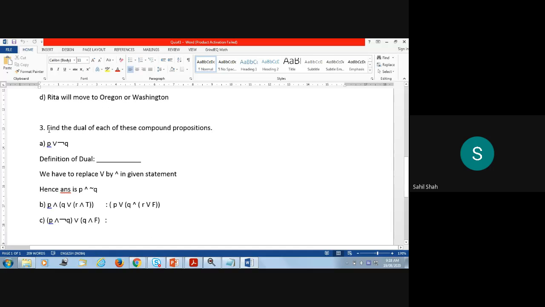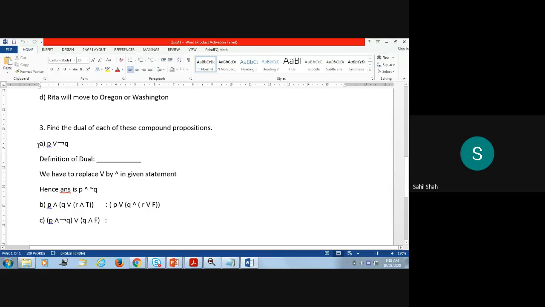There were a couple of confusions related to finding the dual of each proposition. What is the meaning of dual? Dual of a proposition is a propositional statement obtained by replacing every disjunction by conjunction, every conjunction by disjunction, every true by false, every false by true. So while computing the dual of any formula, you have to check the presence of conjunctions, disjunctions, true or false values, and you need to replace them accordingly.